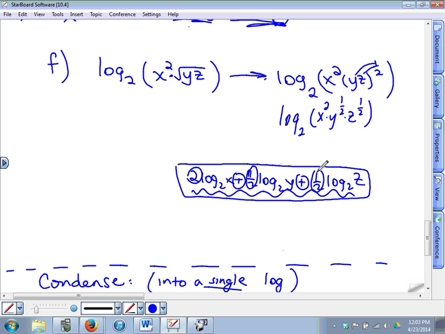So students actually have an easier time putting it back together from what I've seen. They tend to have an easier time putting it back together because you just go in reverse. The first thing I would do is move all those exponents back up, and then put it back together again. So let's actually choose one from your homework to do together from the condensing section.